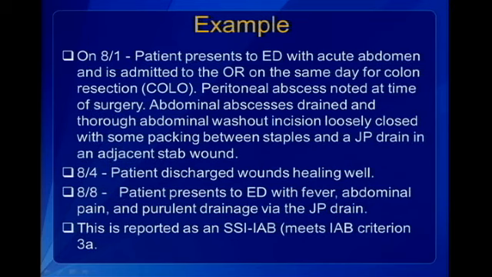On the 8th, they came back to the ED with fever, abdominal pain, and purulent drainage via the JP drain that was still in. This is reported as an SSI IAB because it meets criterion 3A. I'm sad to say I have them all memorized. That's the one where you basically have a drain that was placed in the OR that is draining purulent drainage. We're talking about coming from the outside, not a localized infection. And they came in, they were symptomatic. That's criterion 3A of GI IAB.